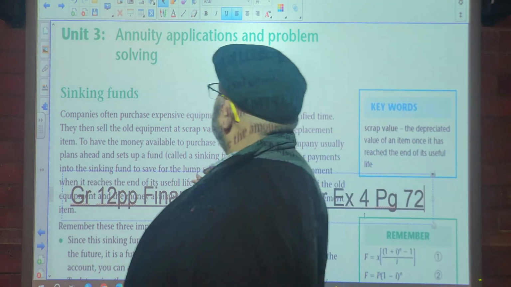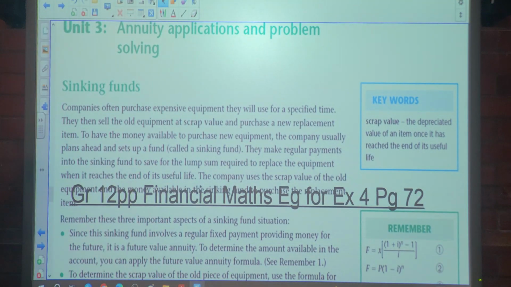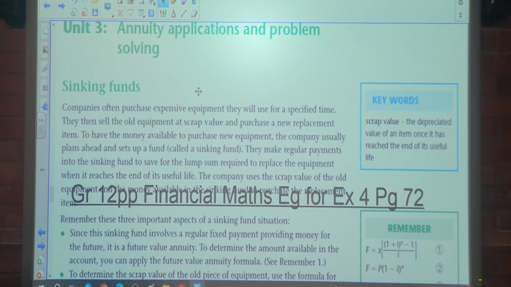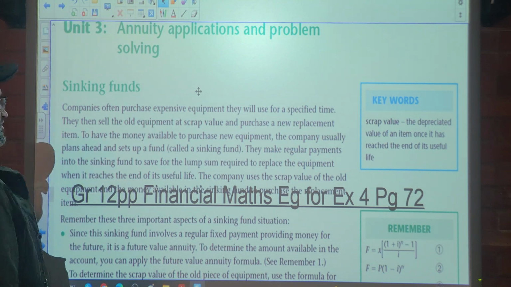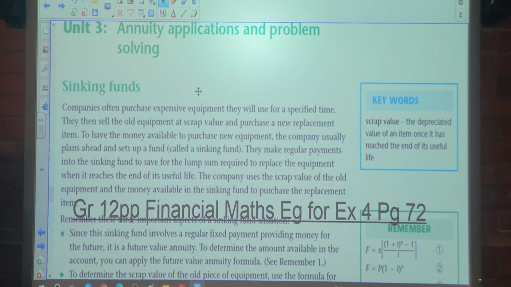Okay. So annuity applications and problem solving. So we said sinking funds. Companies often purchase expensive equipment they will use for a specified time. They then sell the old equipment at scrap value and purchase the new replacement item. To have money available to purchase the new equipment, the company usually plans ahead and sets up a fund called the sinking fund. They make regular payments into the sinking fund to save for the lump sum required to replace the equipment when it reaches the end of its useful life.